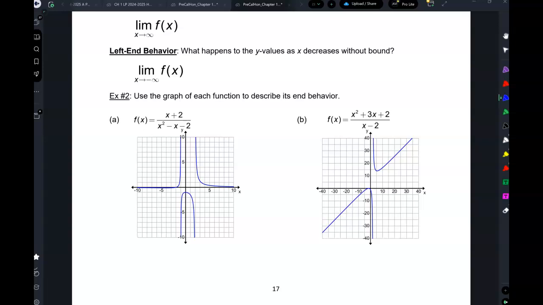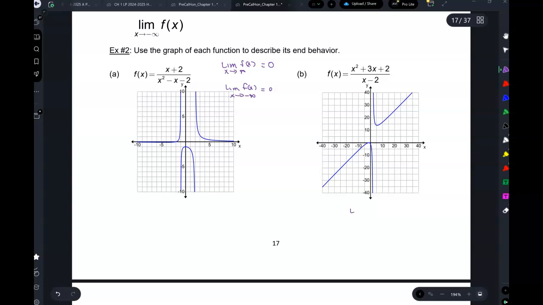Okay. Let's talk about end behavior. So for this one, the limit of f of x as x approaches +infinity, the limit of f of x as x approaches -infinity. So as x approaches +infinity, what y value is the graph approaching? 0. As x approaches negative infinity, what y value is y approaching? The 0.